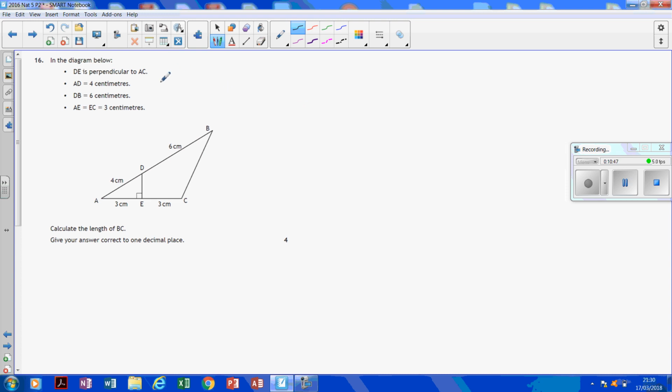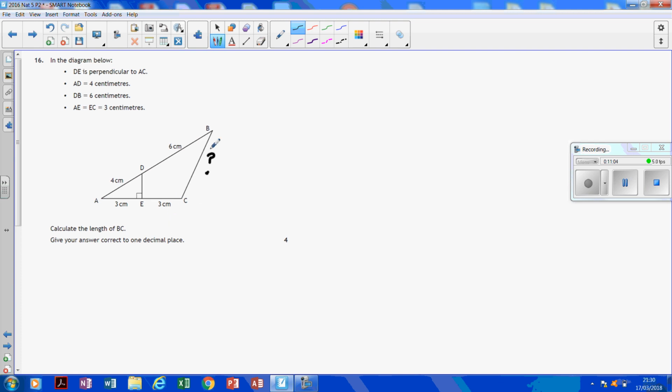Gives us a wee picture there, it goes through all of the different sizes and it asks us to calculate the length of BC, which is that side there. Now this is not similar triangles, okay, those are not sloping. Usually when you see a triangle within one, it's similar triangles, but not in this case.